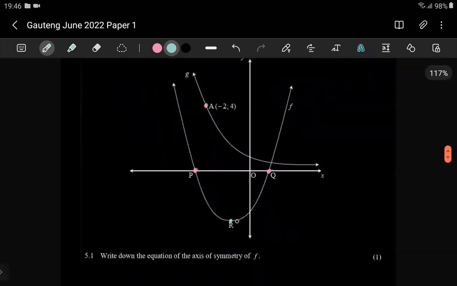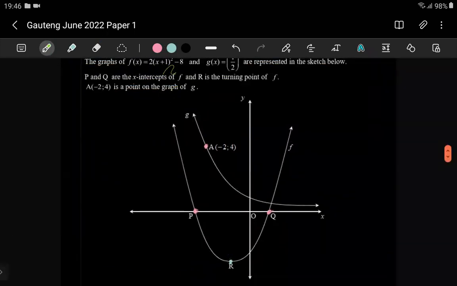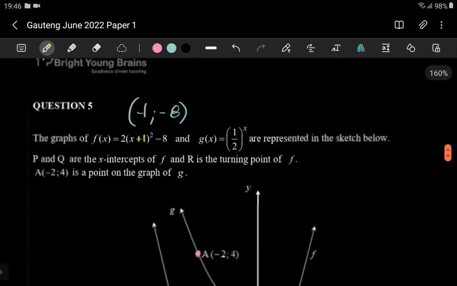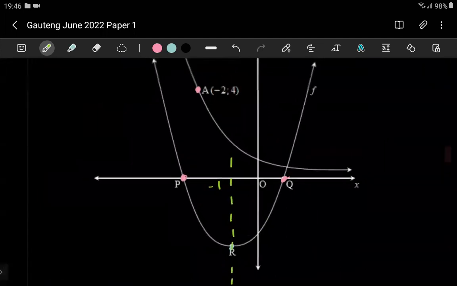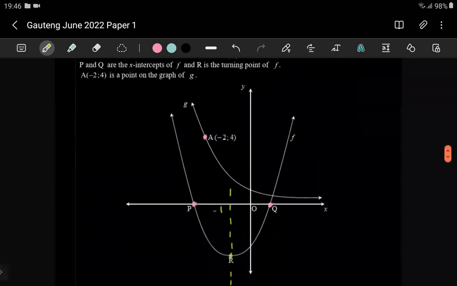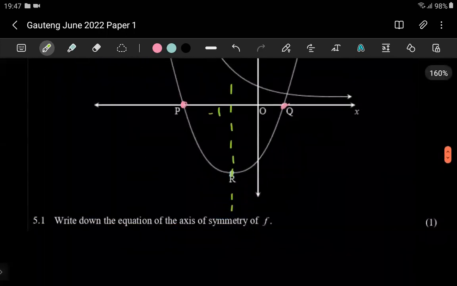And you can see this is already on the negative side of our Cartesian plane. And we know for sure it's -1 because of this value here. We said for the x value of the turning point, you always take the opposite of this value. So already we can see that the x value here is going to be -1. And then here they said A is this coordinate. It is a point on the graph of g, which is our exponential graph. All nice, all dandy. For one single mark here, they said write down the equation of the axis of symmetry.